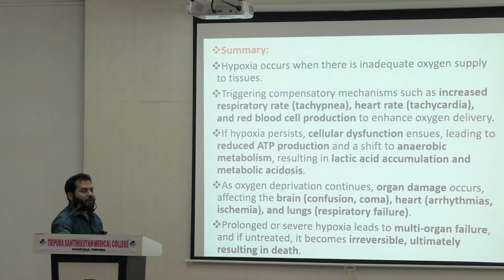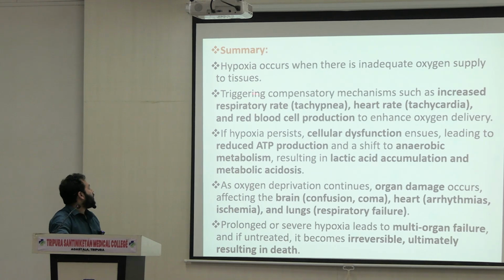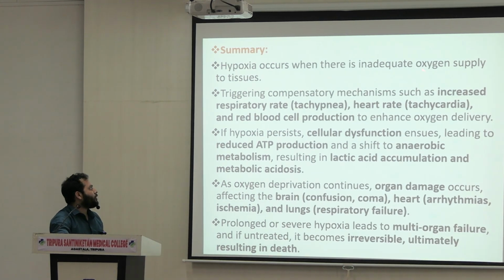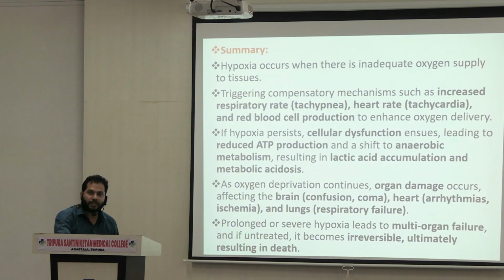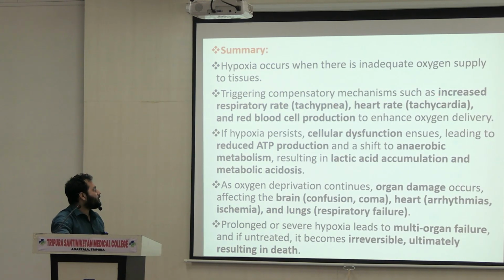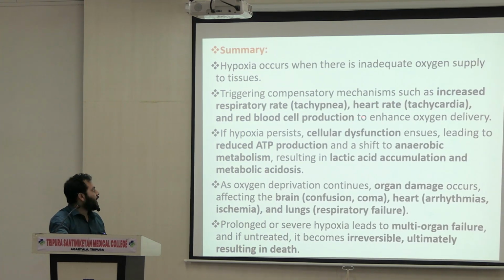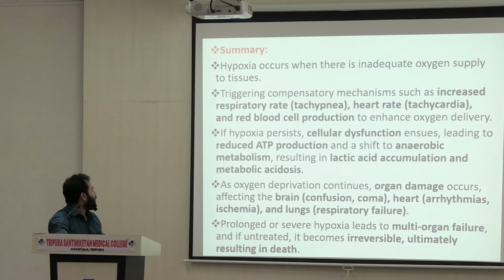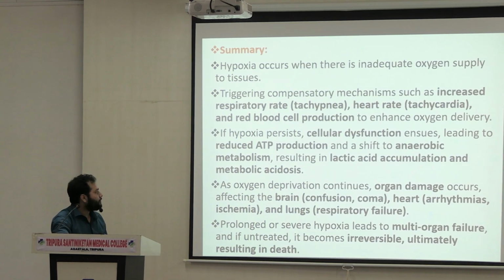Now if I summarize this hypoxia, we can summarize it in this way. Hypoxia occurs when there is an inadequate oxygen supply to the tissue, and there are compensatory mechanisms, which are very much essential to maintain the balance. So what are the compensatory mechanisms? There is an increased respiratory rate, that is called tachypnea, and increased heart rate, that is tachycardia, and even red blood cell production is enhanced to maintain oxygen delivery, right?